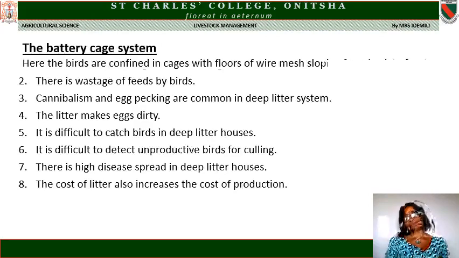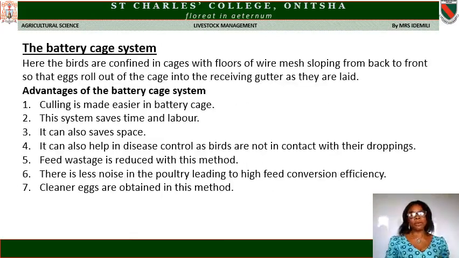Now, the second method of the intensive system of poultry management is the battery cage system. Here, the birds are confined in cages with floors of wire mesh sloping from the back to the front so that eggs can easily roll out of the cage into the receiving gutter as they are laid and can easily be picked up by the farmer. Advantages of the battery cage system.